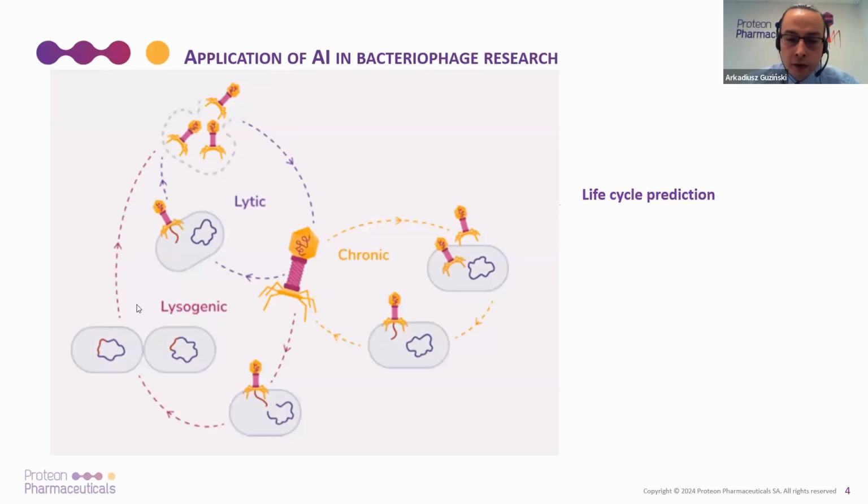This is also the case with the chronic cycle, which practically does not lead to the death of the bacteria. So we are focusing only on the lytic cycle and strictly virulent phages.